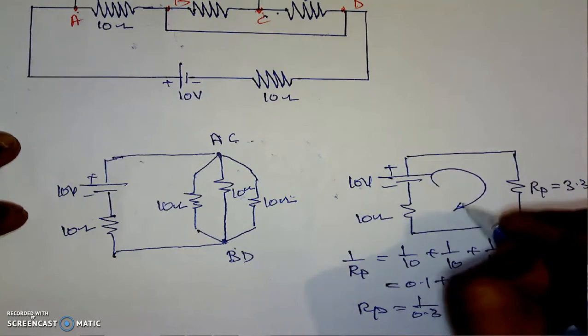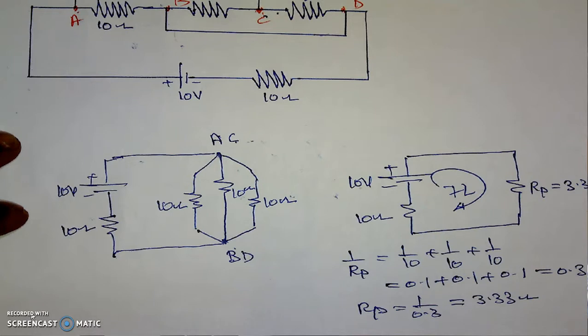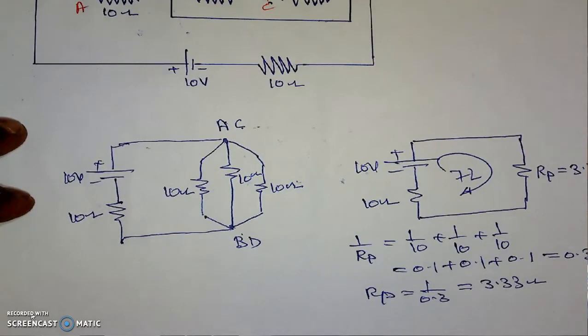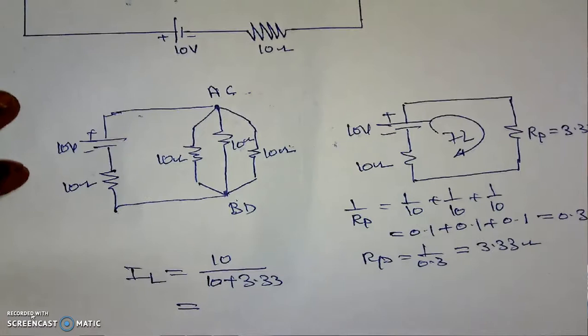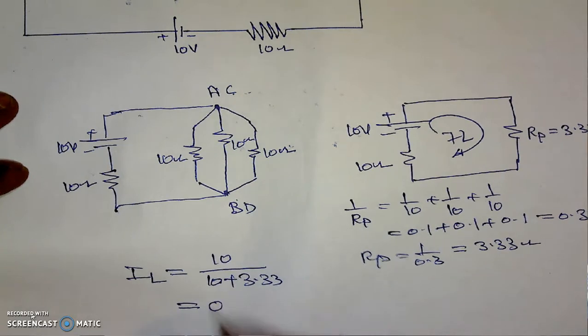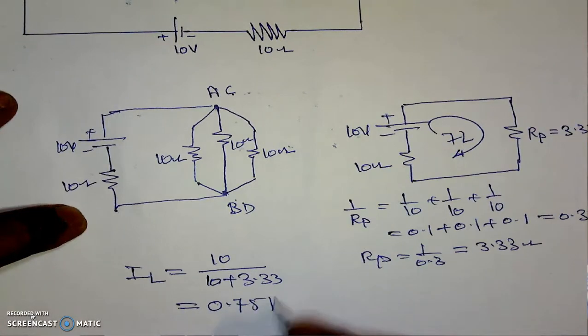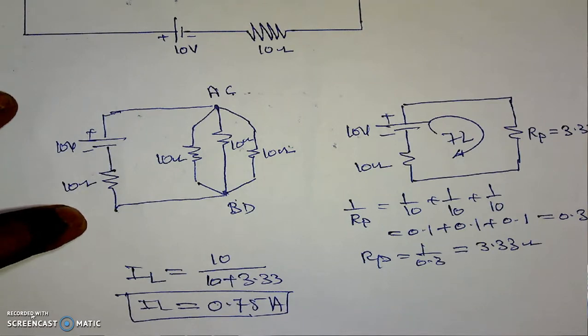Then we can calculate its current, that is IL or current from the battery. If I am doing that calculation here, the current taken by the battery, which is IL, or current taken from the supply or current in this loop, will be total voltage, which is 10, divided by total resistance, that is 10 plus 3.33. And if we are finding its value, it is 10 divided by 13.33. This is the calculation of the current, which is 0.75 amperes, the current flowing through the load resistance, or current flowing through the supply from the battery.